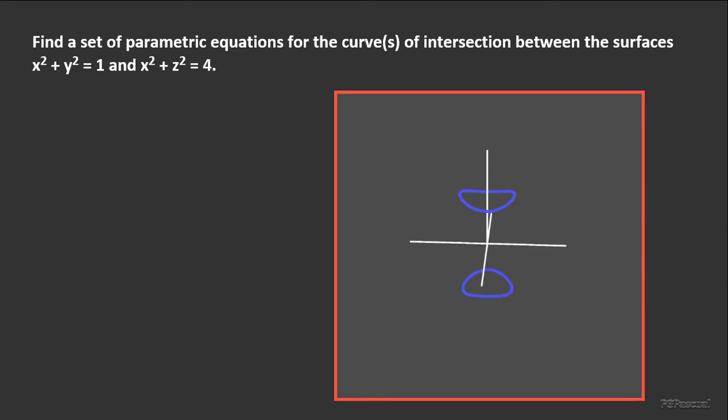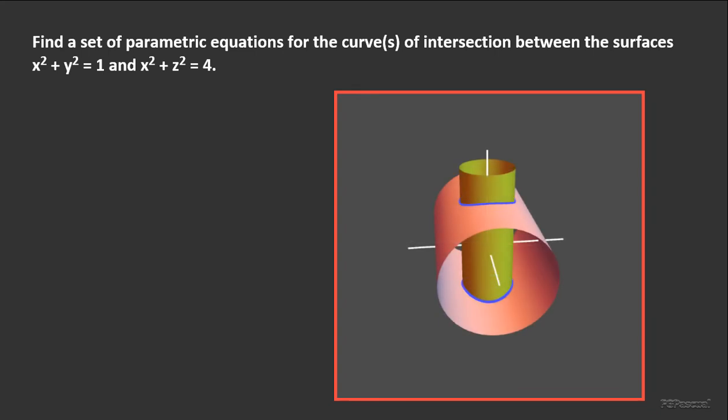There are different ways for obtaining the parametrizations. We approach the problem by using a standard parametrization for the unit circle on the xy plane. We set x to be equal to cosine t and y equals sine t.